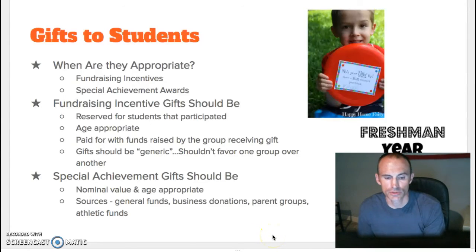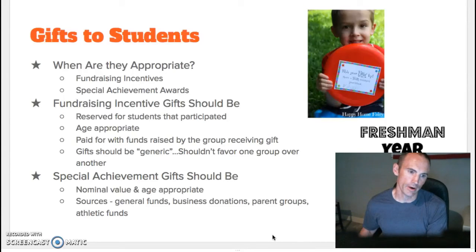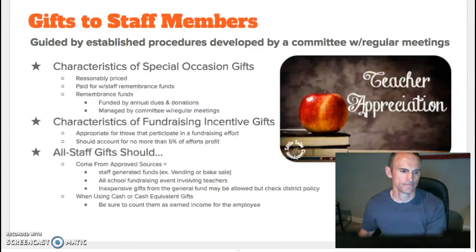Special achievement gifts should be nominal value, so not extremely expensive. They should be age appropriate, so consider your audience when purchasing these gifts. Sources for the funding. They should come from general funds. They could come from business donations. They could come from parent groups. Athletic funds, if we're talking about maybe an end of the season award banquet. I would say it's probably best if you can get business donations or parent groups to pay for these. That's probably always going to be a better option than using general funds.